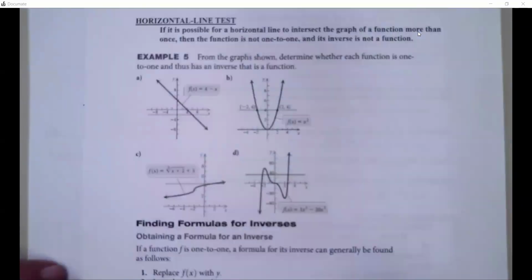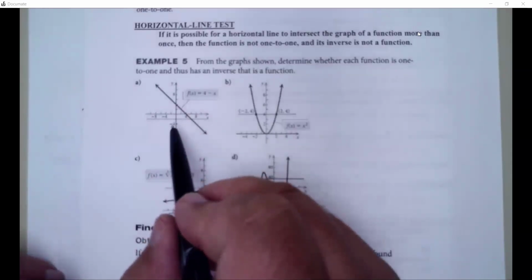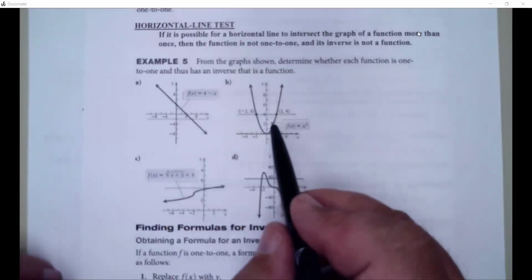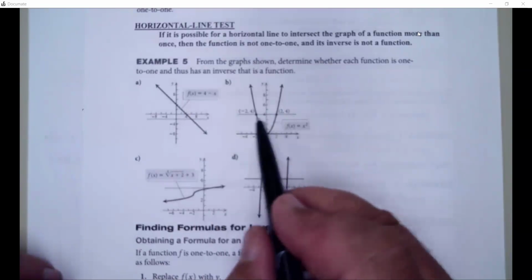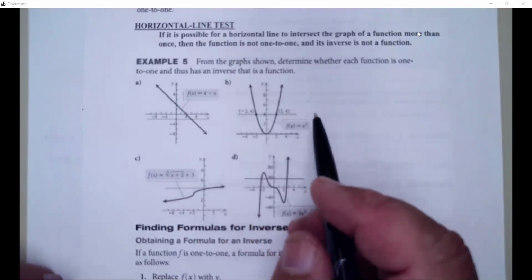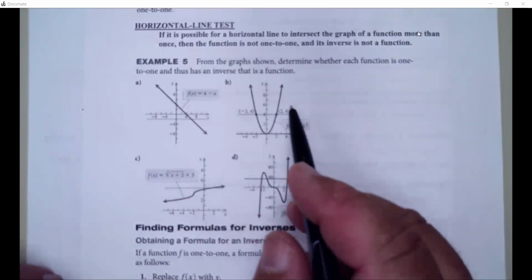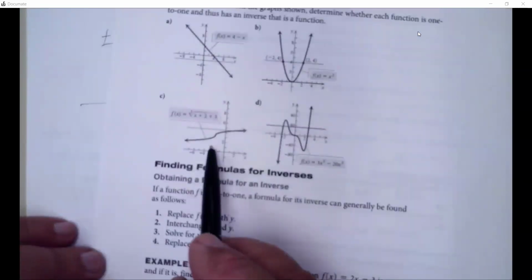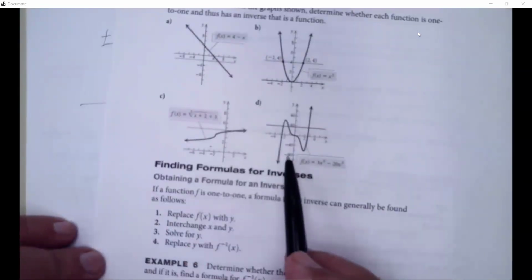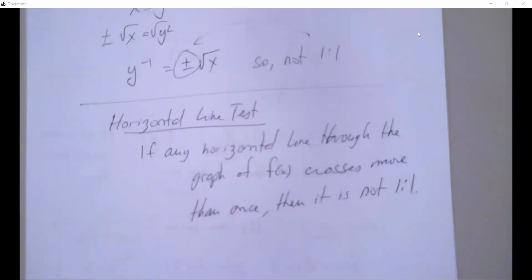For example, these four. Is this one one-to-one? Yes. Is this one? Draw a horizontal line. Does it cross more than once? So it's not one-to-one. This one? Yes. No. So that's as easy as it gets.